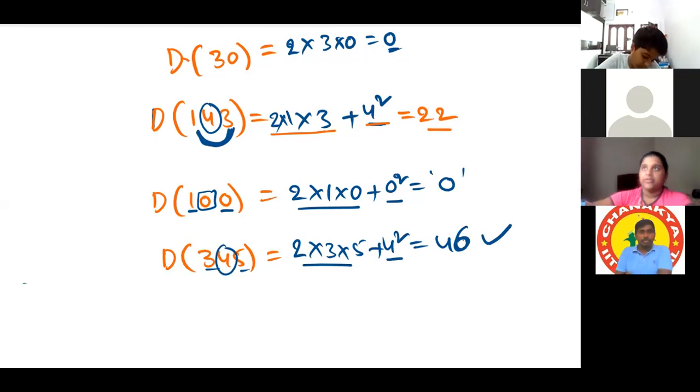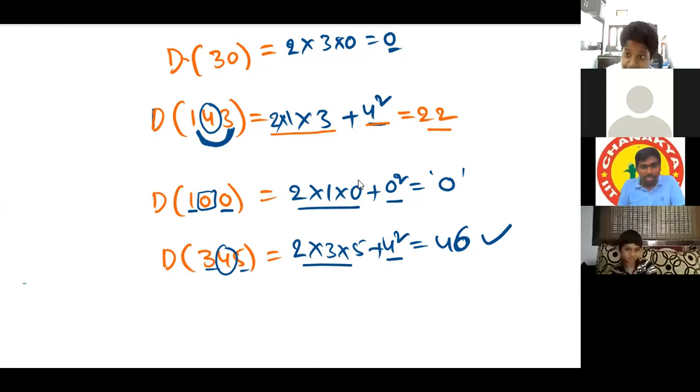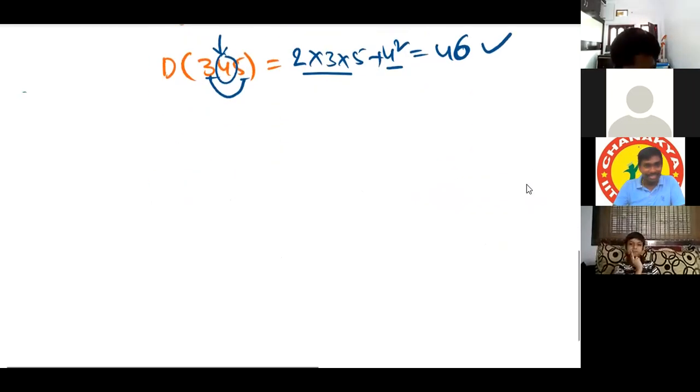We are keeping first only 2, because in the duplex 2 into 3 into 5, this is 2 there only. So first we have to do 2 times the product of end digits, then the middle digit square. Okay. Then what if it is a 4 digit number? Let us see that case also.